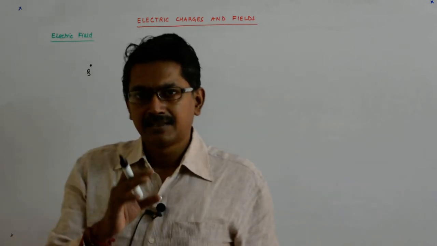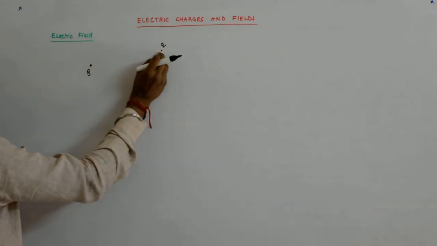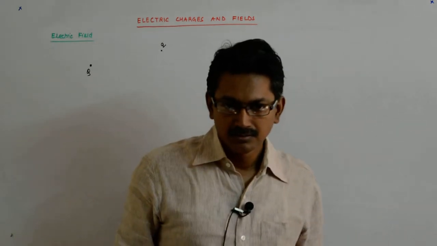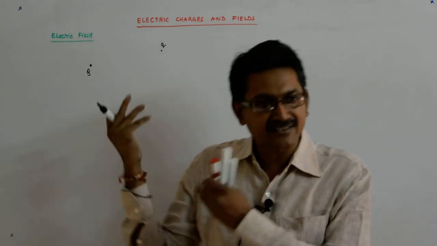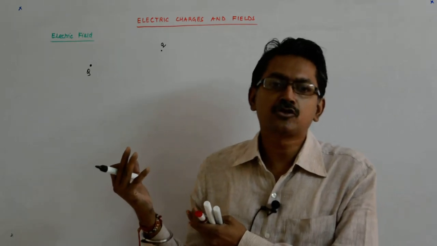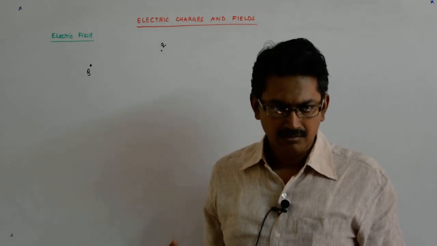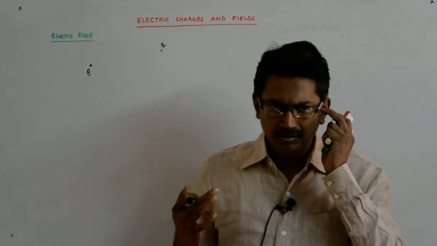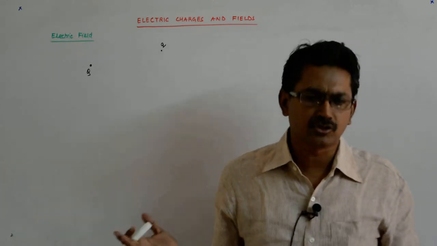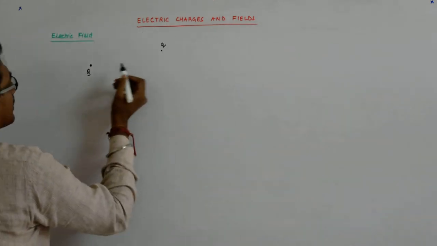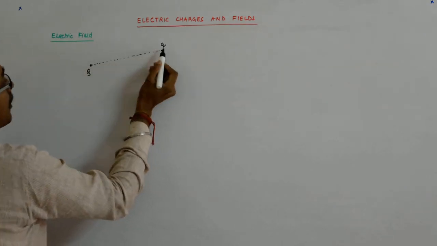So it was felt that even when this charge is not there, there must be something in this space. And maybe the interaction of this charge with that something leads to the force. That is pretty understandable, something that appeals to us. So we feel that there must be something there, even when this q is not here.